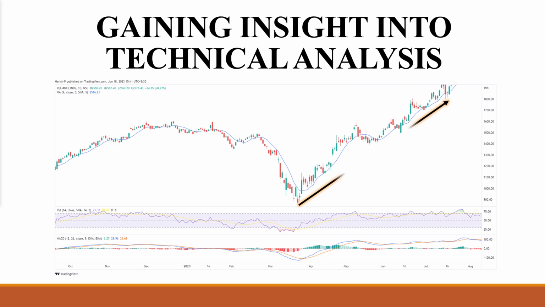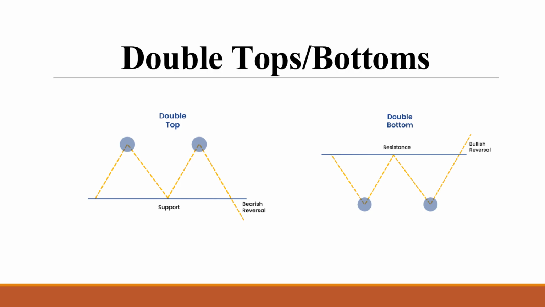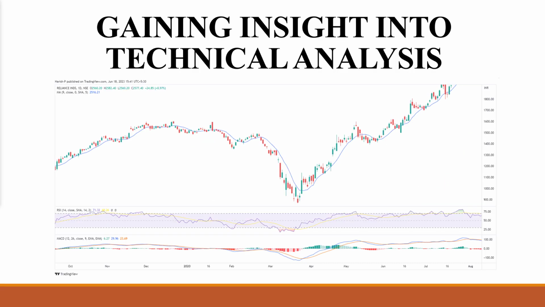Firstly, it helps us identify trends, allowing us to align our trades with the prevailing market direction. By recognizing trends early on, we can position ourselves for potential profits. Secondly, technical analysis enables us to spot patterns that indicate potential market reversals or continuations. These patterns, such as triangles, head and shoulders, and double tops and double bottoms, provide valuable insights into the psychology of market participants. Lastly, technical analysis allows us to gauge market sentiment and momentum by utilizing indicators. These indicators, such as moving averages, RSI, and MACD, help us make informed decisions by quantifying market conditions.